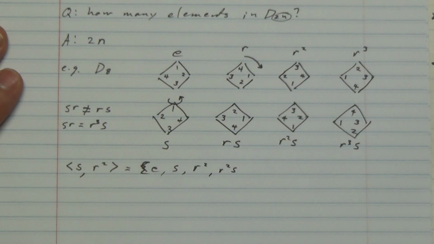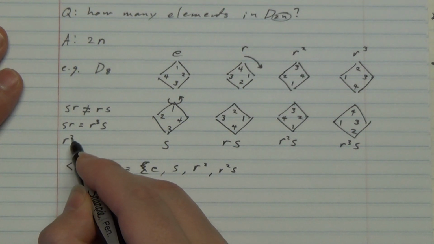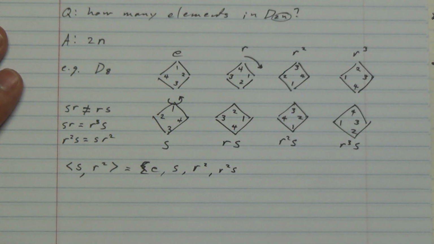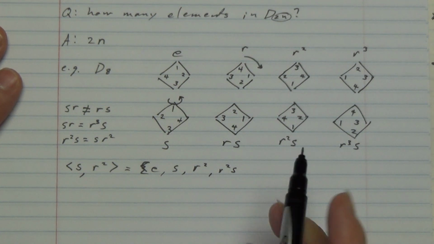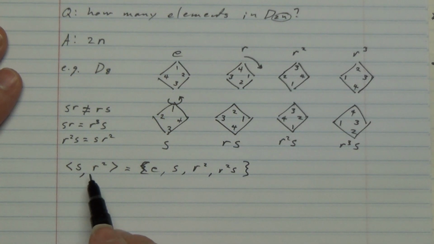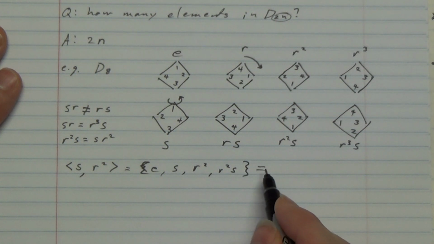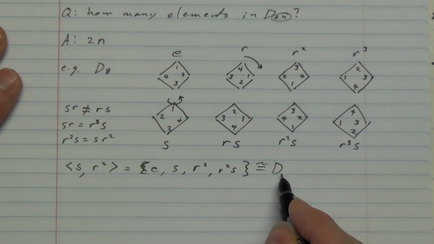At any rate, check this, that r squared s is equal to s r squared. And that s r squared times itself is the identity. r squared times itself is the identity. Any two of these multiply to give that. So we're done. This is the subgroup generated by s and r squared. It's half, and this is actually isomorphic to dihedral group D4.